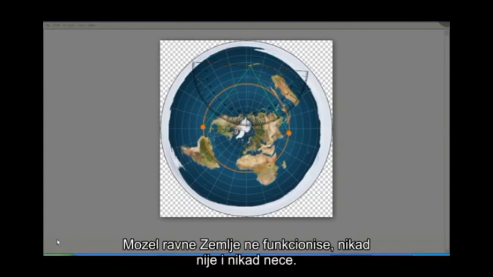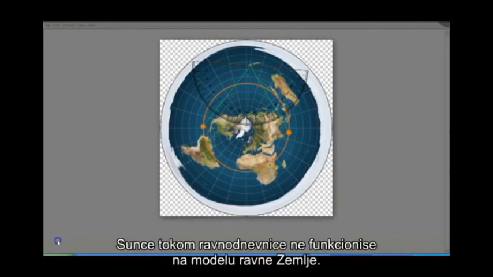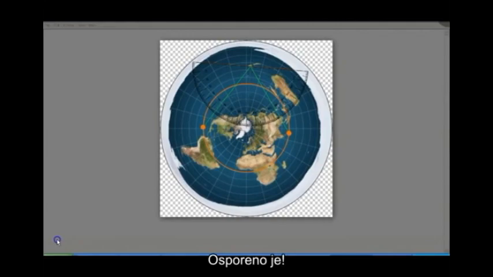Clearly, the flat Earth model does not work in practice. It never has, it never can, and it never will. The equinox sun cannot work on a flat Earth model. It is debunked.